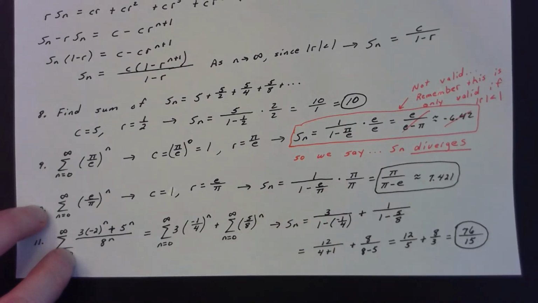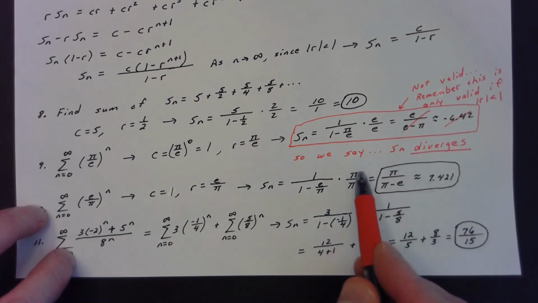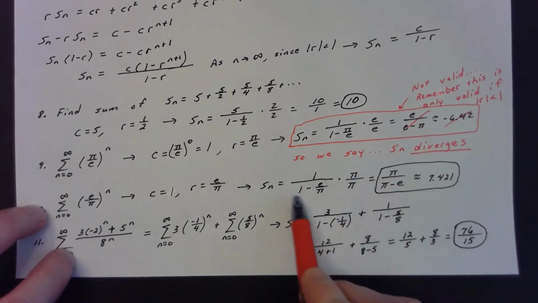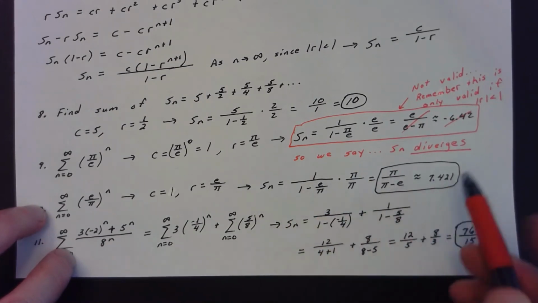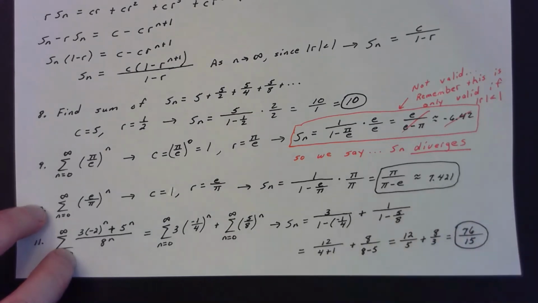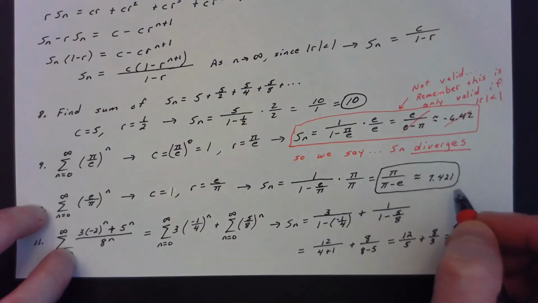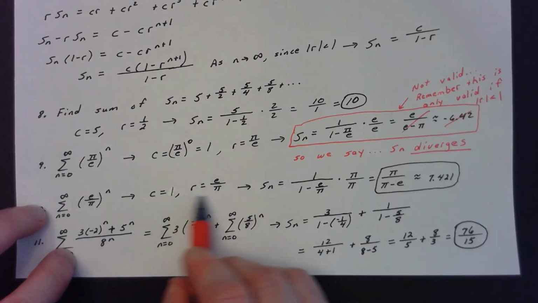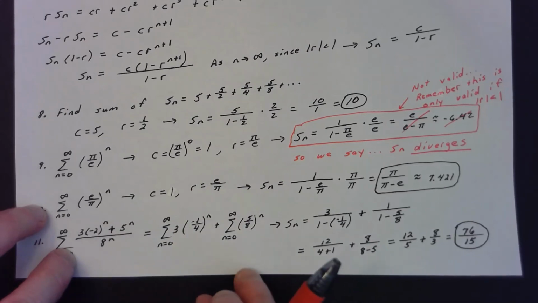I multiplied by pi over pi to simplify. Your numerator is pi. Your denominator would be pi minus e. And I went ahead and got an approximate answer to that of 7.421 there. So we can say, well, okay, that one certainly is realistic. That is the answer to this geometric series that converges. And I know it converges because the absolute value of r is less than 1.